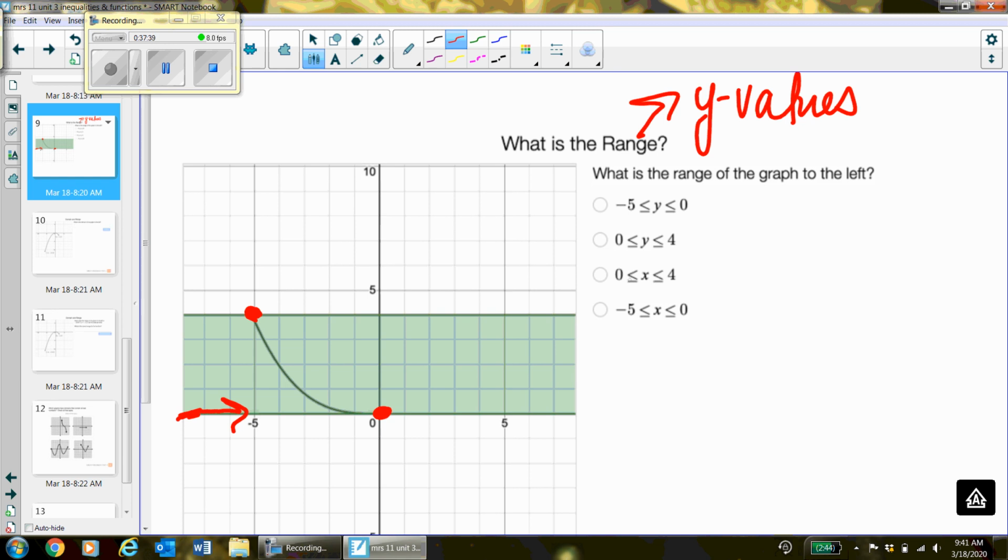So that rules out answer choice 2 and it rules out answer choice 3 because we do not start at 0 and end at 4. We start at -5 and end at 0. All right. And again, our range talks about y values. I see that the last answer choice has an x in the middle, which means that's talking about domain. And here, we're not talking about that. We're talking about y values, so that leaves us answer choice 1 for this question.